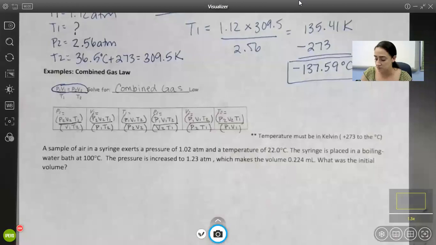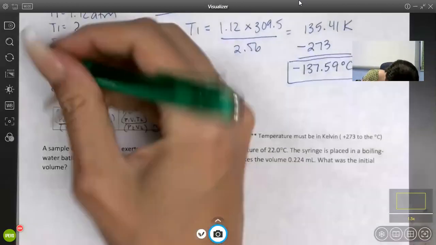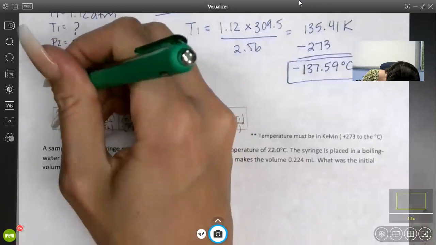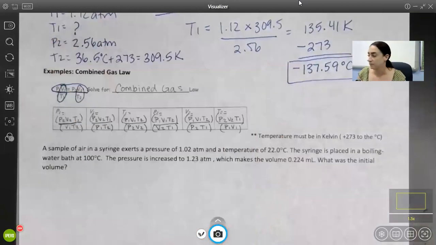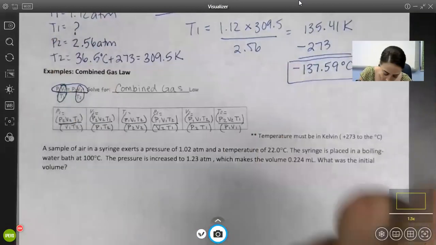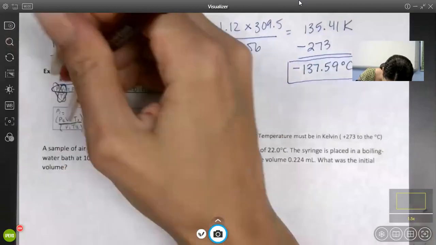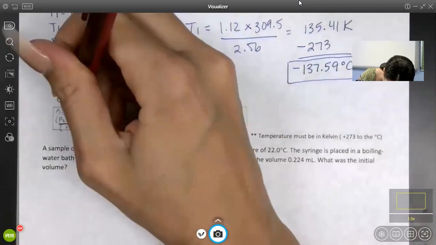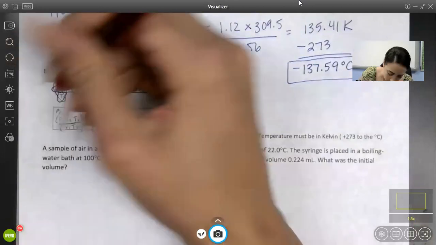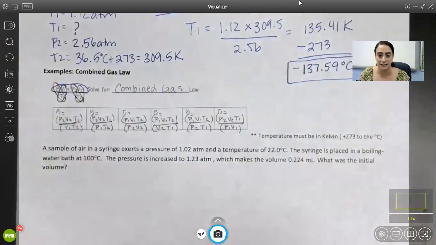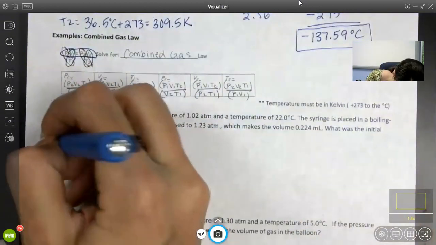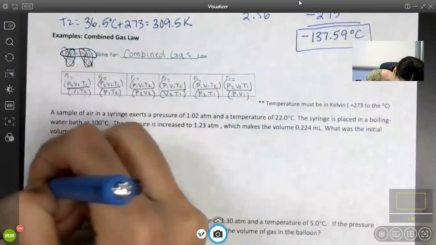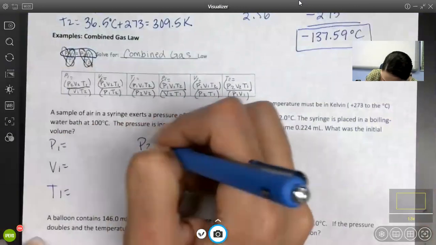P1 V1 equals P2 V2. If you look right here, V1 over T1 is equal to V2 over T2. That's Charles' law. And on the other side, P1 over T1 is equal to P2 over T2. That one is Gay-Lussac's law. So you have all three laws combined into one big equation. As we're reading this, we're going to be looking for 6 things: P1, V1, T1, P2, V2, T2.